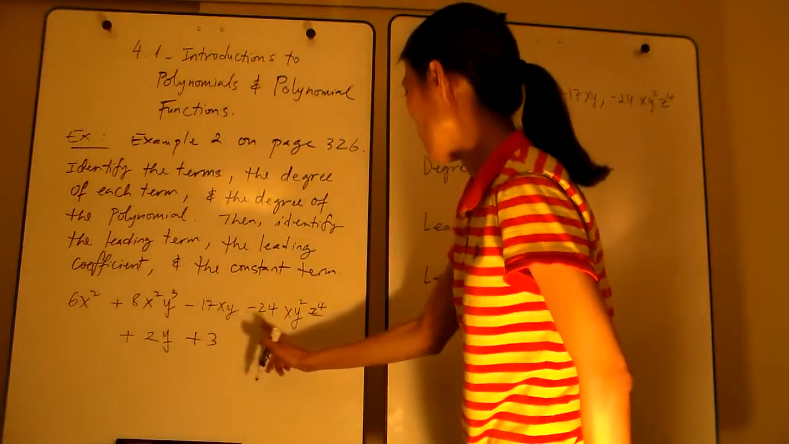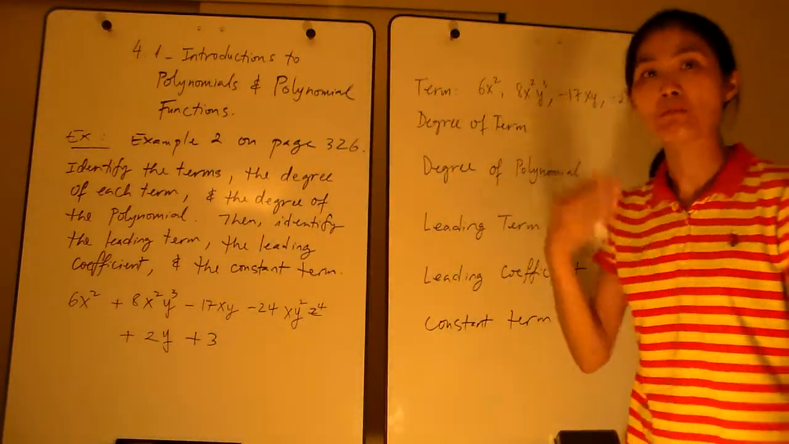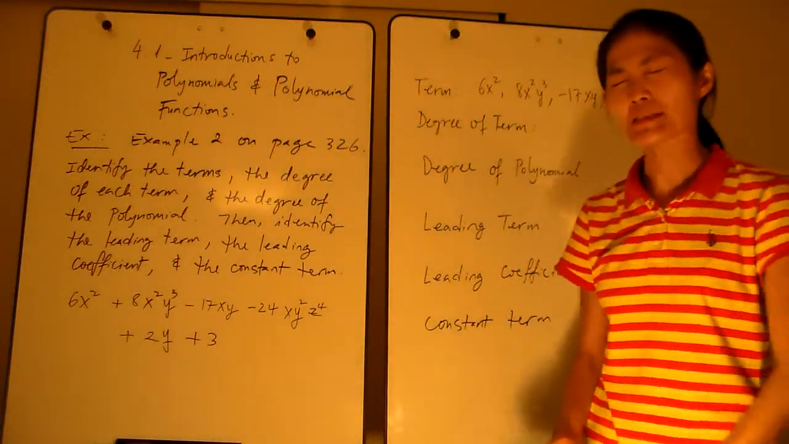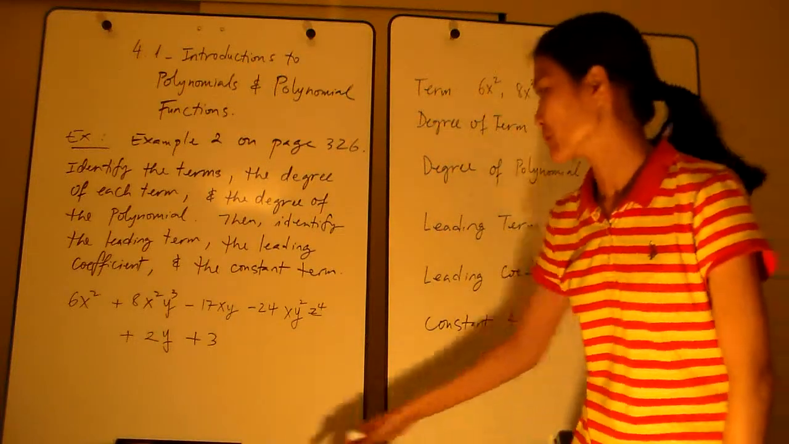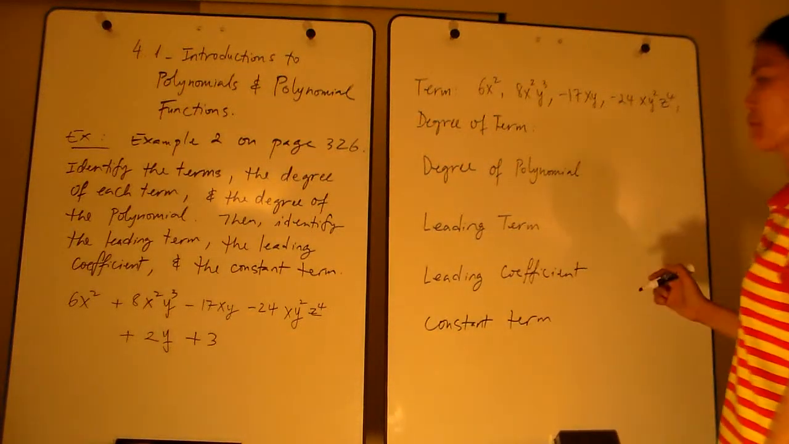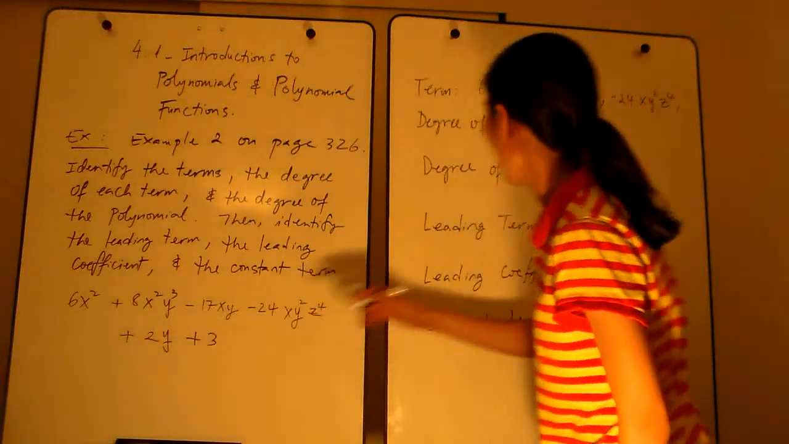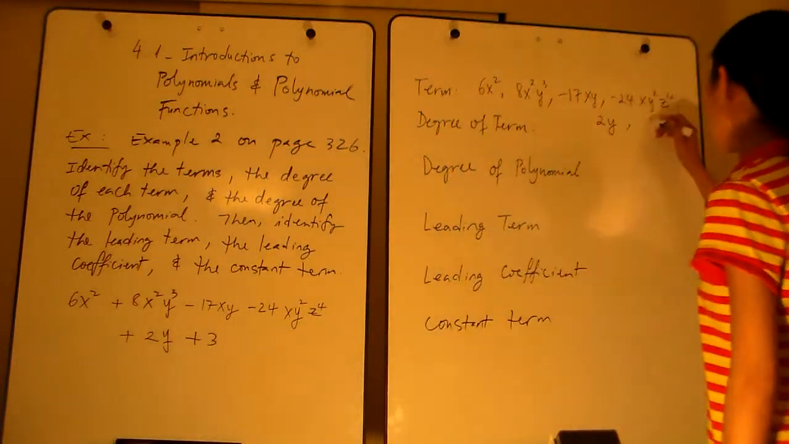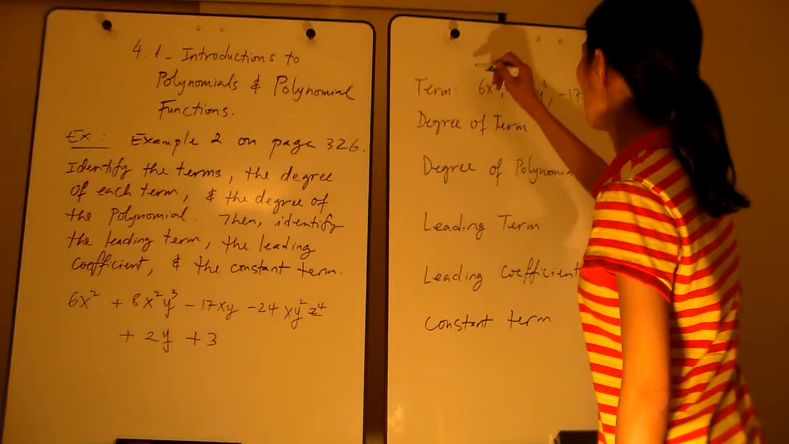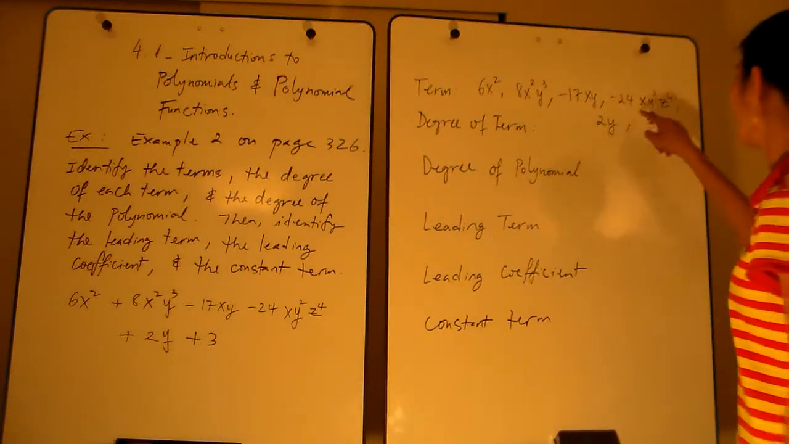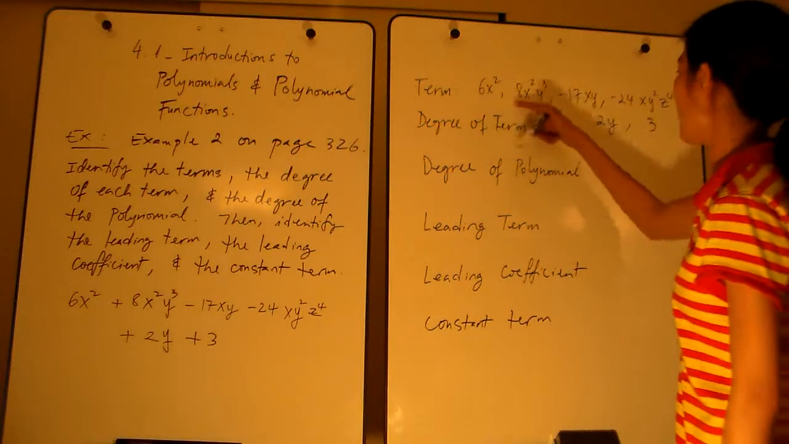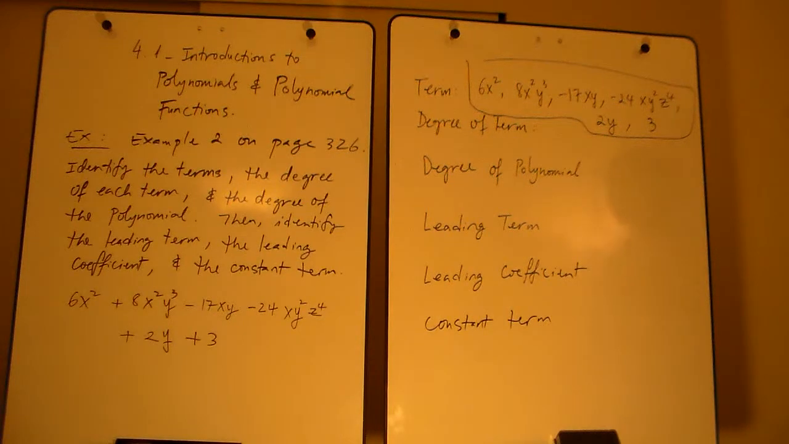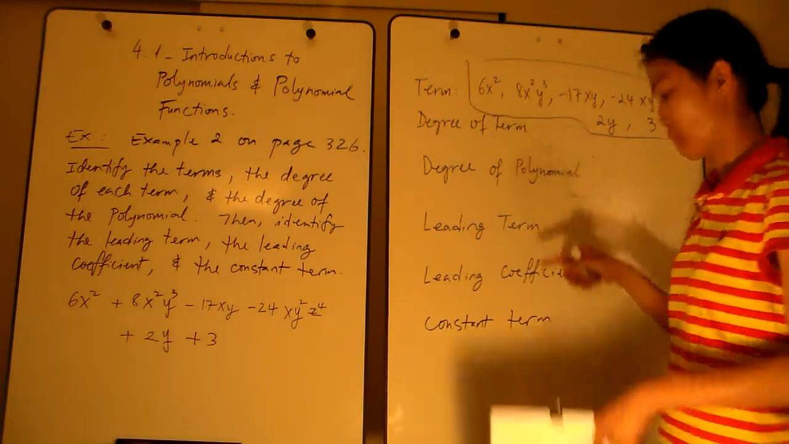So this is the fifth term right here. It's more correctly separated by the plus sign. So here we have plus 2y, the fifth term, and the last term is 3. So one term, second term, third term, fourth term, fifth term, and sixth term. This is the answer right here.